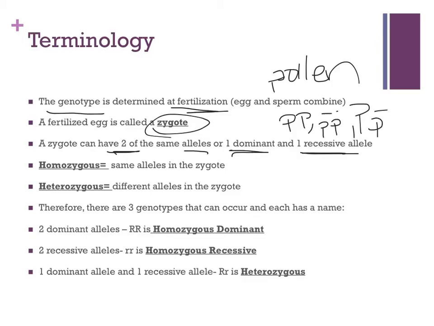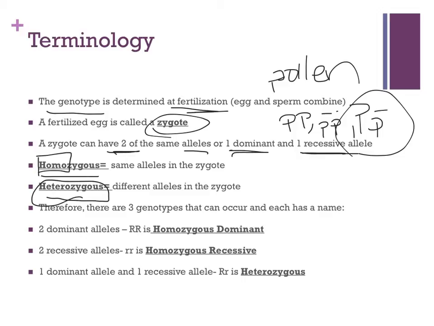Okay. When we say that the alleles in the zygote are the same, then we call that homozygous. Homo meaning the same, zygote is that fertilized egg after the egg and pollen have combined. When we say that those alleles are different, one big letter and one small, one dominant, one recessive, we call that heterozygous. Hetero meaning different, and again, zygote is the fertilized egg.